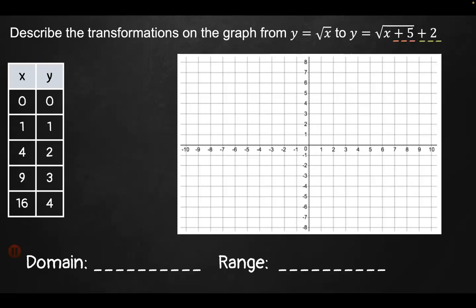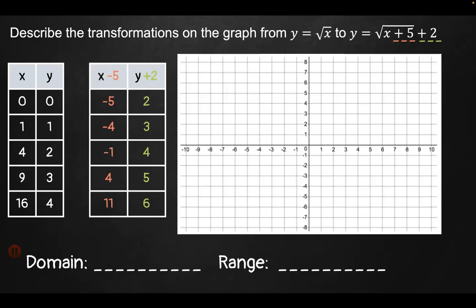Now each of these means something different. The plus 5 is a transformation on your x, which is opposite. So inside's opposite, so it's actually a minus 5, going to the left 5. And then the plus 2 is a transformation on your y values, so that's going up 2. So to the original table, for my x column, I'm going to do that x minus 5 transformation. All those x values, I'm going to subtract 5 from. And all my y values, because I have the up 2, so plus 2, I'm going to add 2.